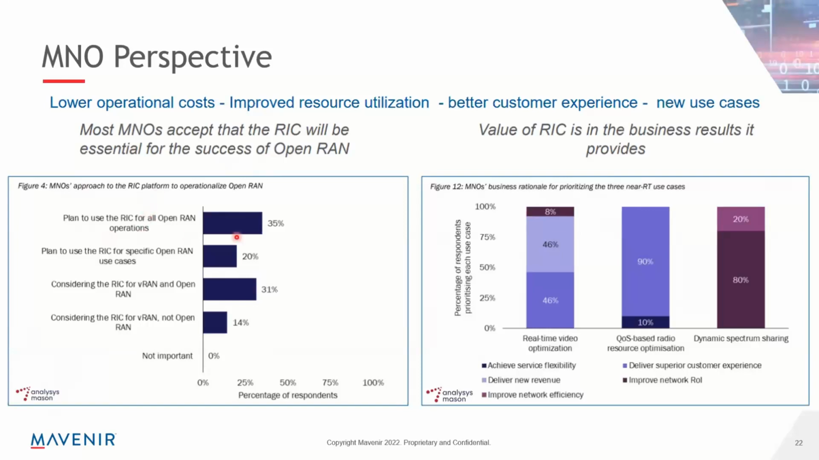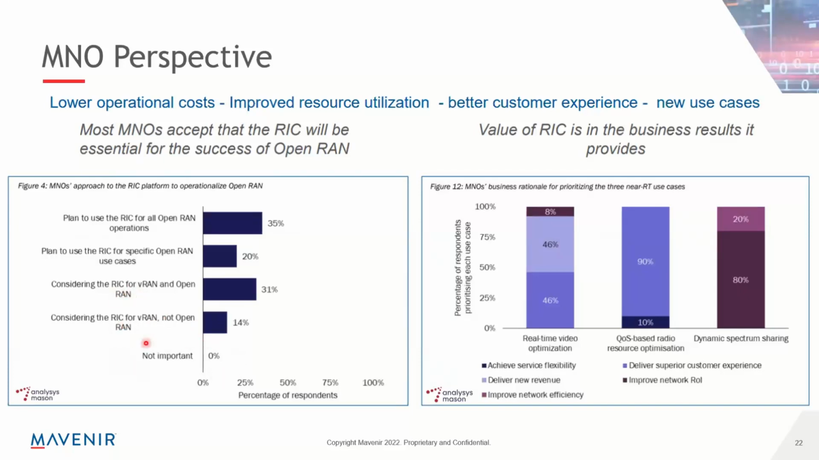You can see that 35% of the MNOs say that they are going to deploy the RIC with all their Open RAN deployments. And 20% say that they need the RIC functionality for specific use cases. And 31% are considering that RIC functionality should be there within their networks. You can see the most important value.